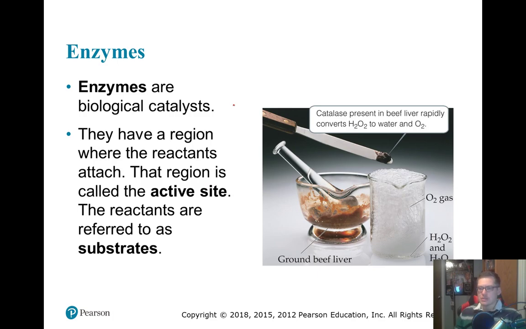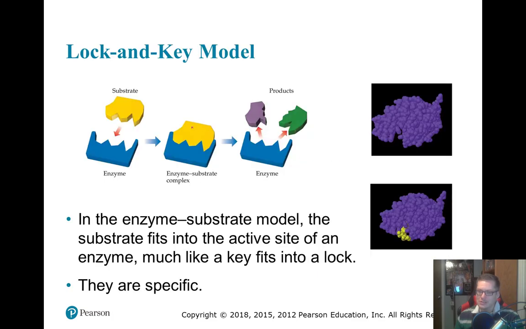All right. Enzymes are your biological catalysts. So these are taking place in your body all the time. And they have a region where the reactants attach, and this is called the active site. Okay. And the reactants are referred to as substrates. All right, so for this kind of gross example, once again, they're doing the decomposition of hydrogen peroxide, and they're dumping in beef liver. And beef liver is a catalyst to breaking down your hydrogen peroxide, so it forms water and then your oxygen gas. And you can see this bubbling. It happens really, really quickly. All right, and so this is kind of how it works.